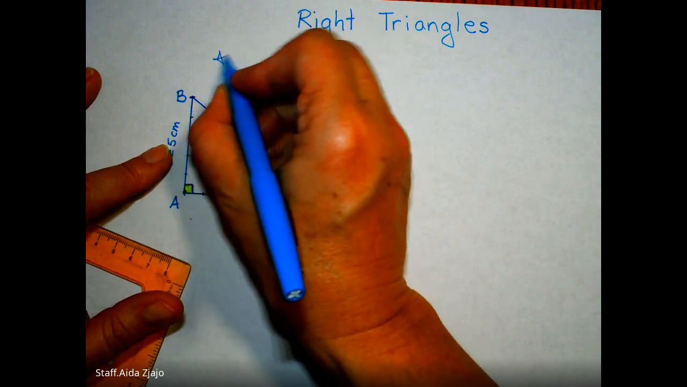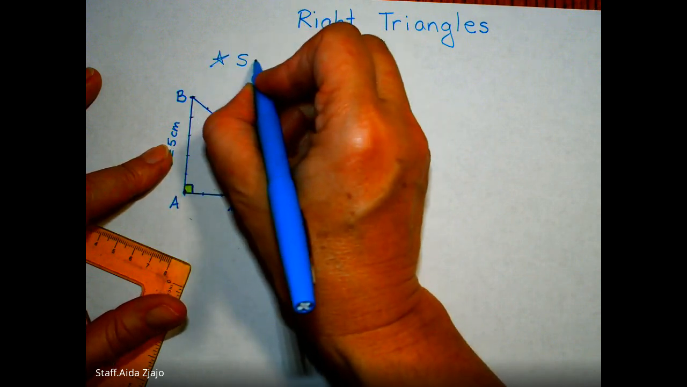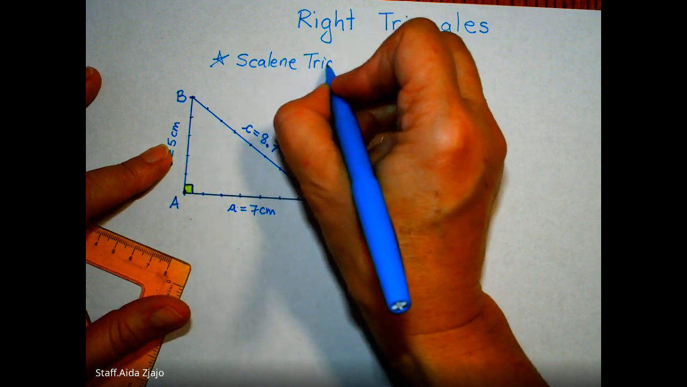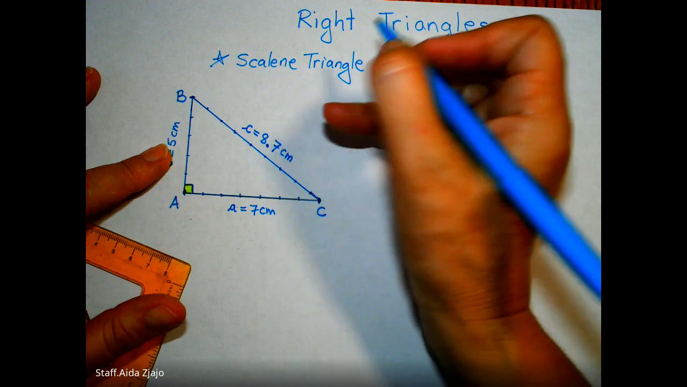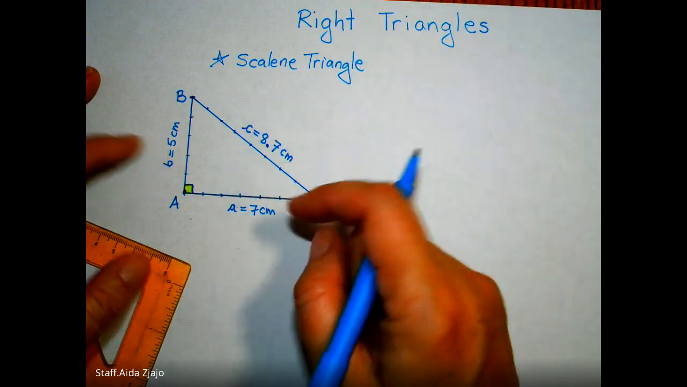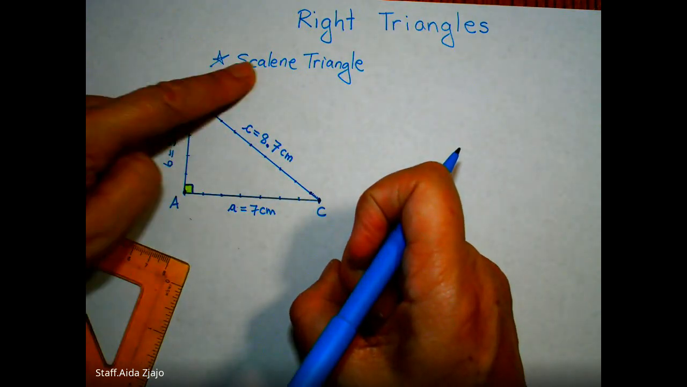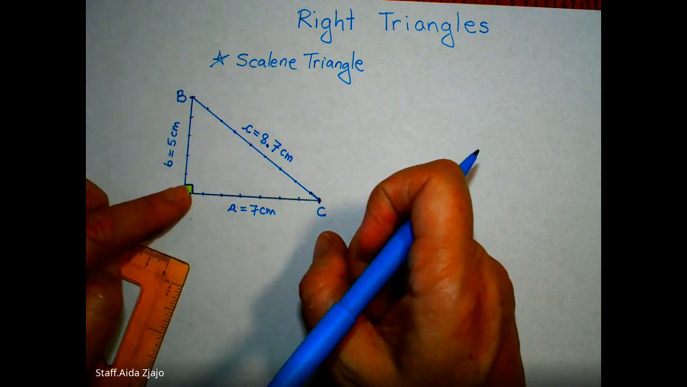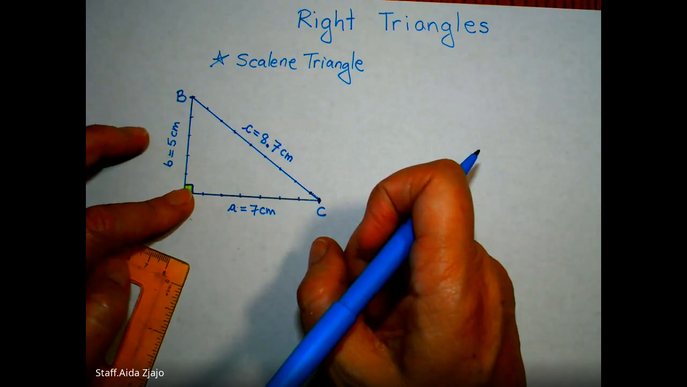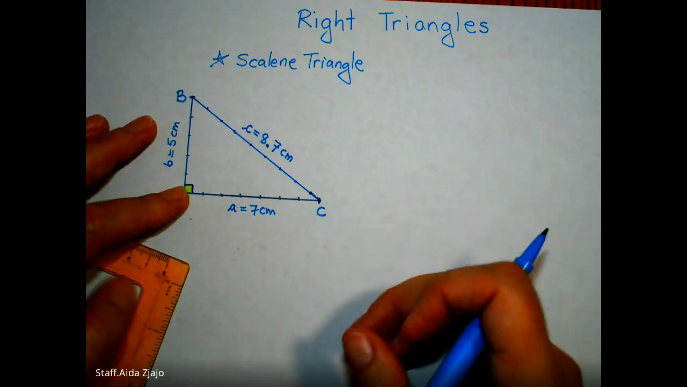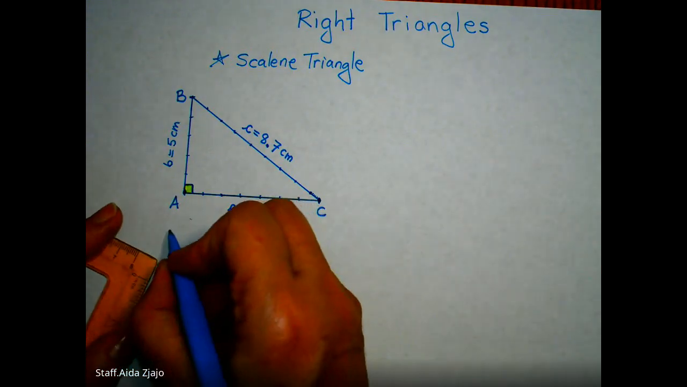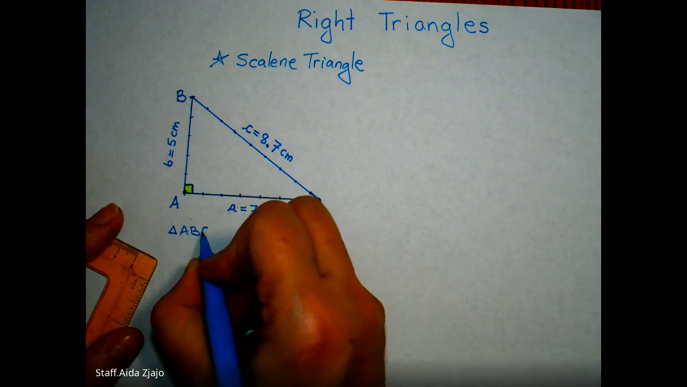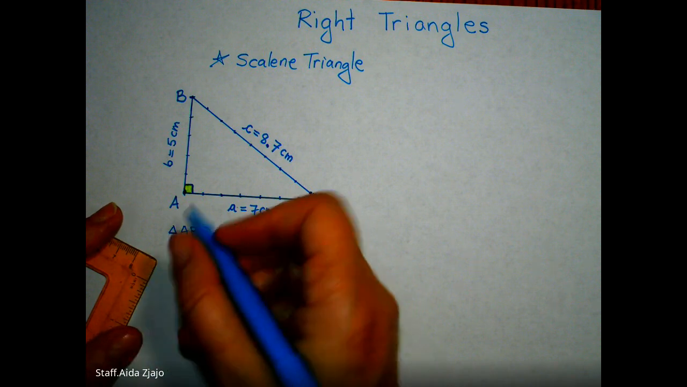So we can write the nickname for scalene triangle. When we classify by the sides, this will be a scalene triangle, and by the angles, because it has a right angle, it's called a right triangle. We can also label this triangle as triangle ABC, and then we can label the sides.